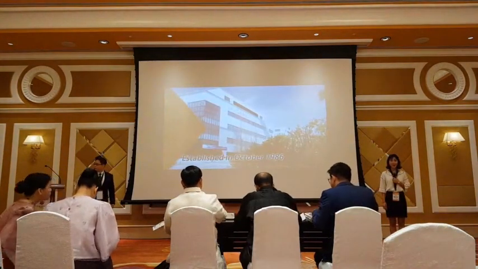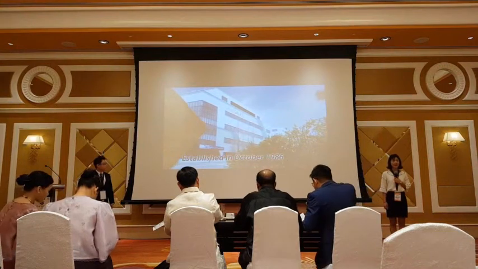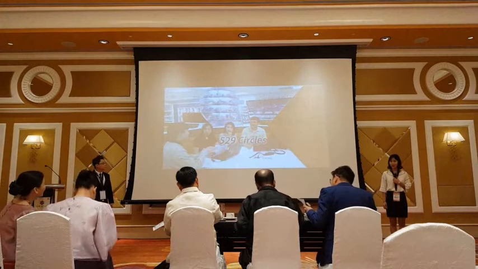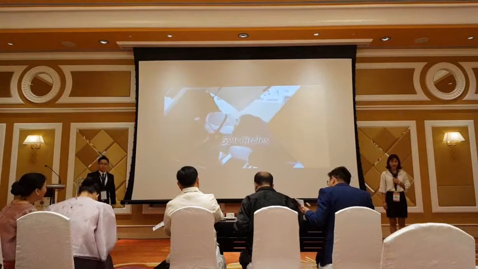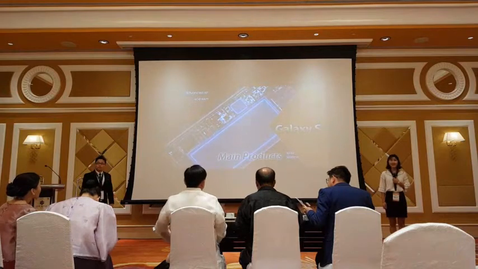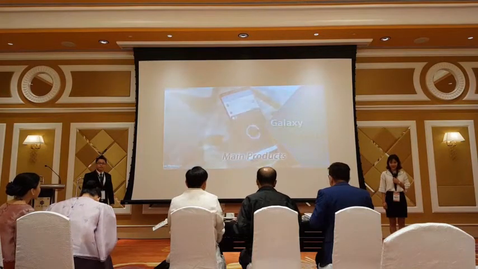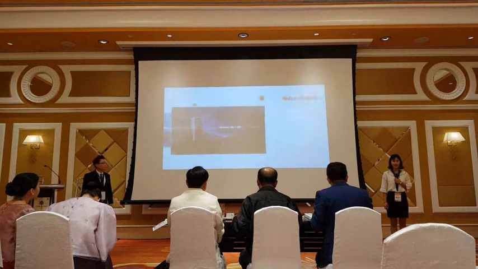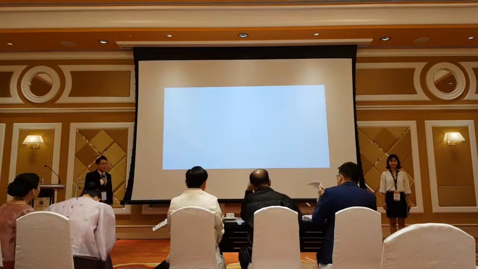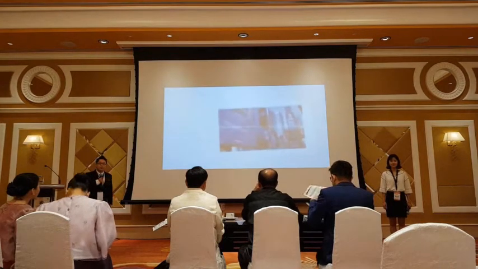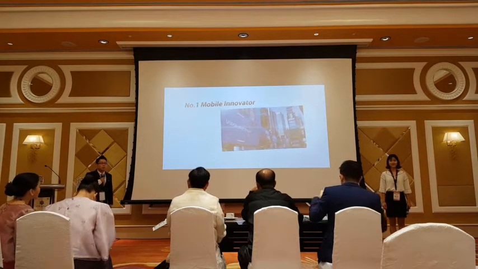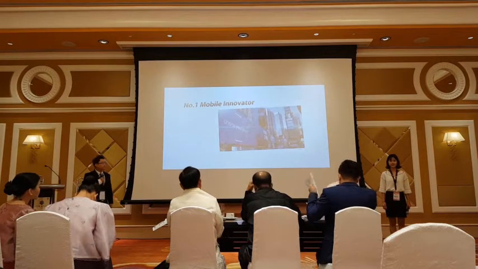Samsung Electronics Mobile Business Division was established in October 1986, and 529 workers are working to build a world-leading manufacturing site. Our main products are Galaxy S, Galaxy Note, Galaxy Gear, and so on. We ranked number 7 in 2016 global brand, and we are doing our best with the vision to be the number 1 mobile innovator who is loved by customers with the best products and service.